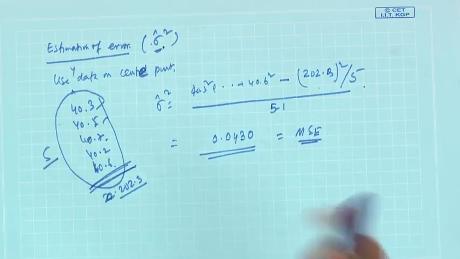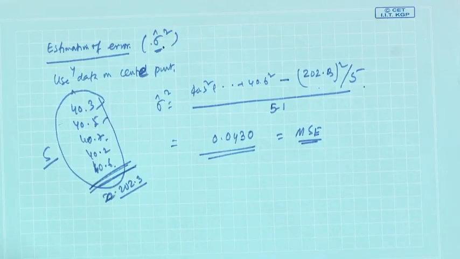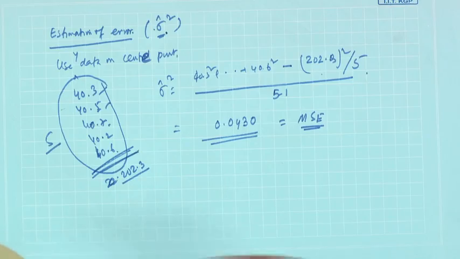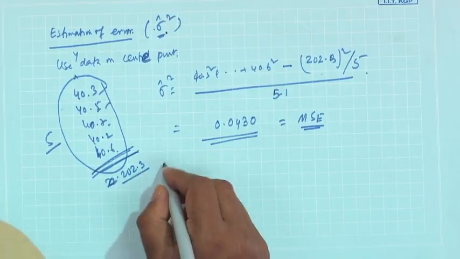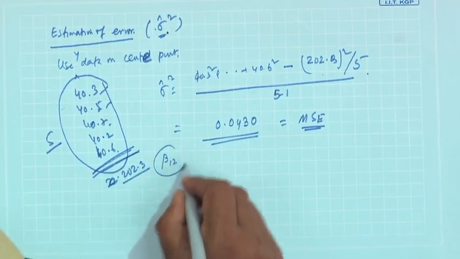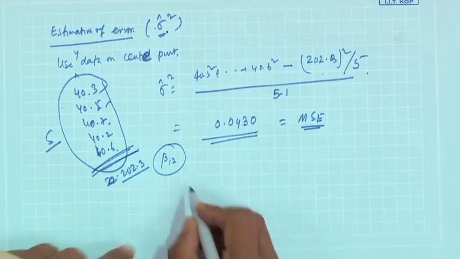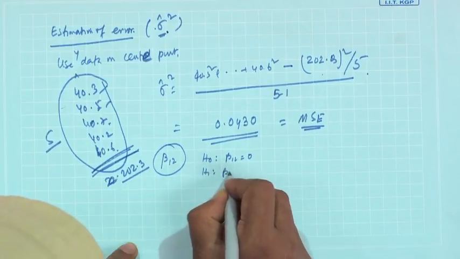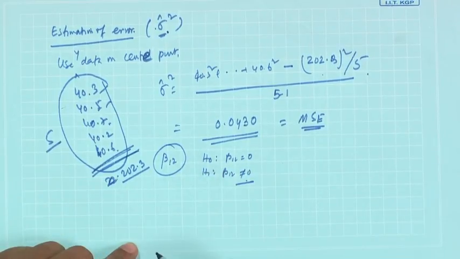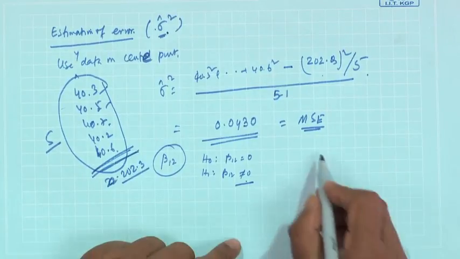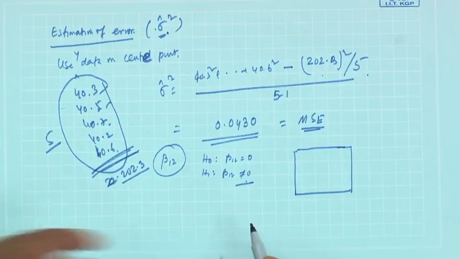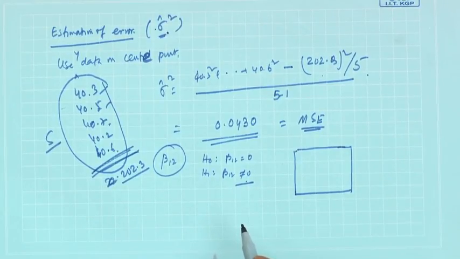Okay. So, when we discussed the central point, that one we have already seen. Now, what do you want to do? You want to find out the second one. The second one is your beta 1 2, whether that effect is there or not. So, the hypothesis is H0: beta 1 2 equal to 0, and the alternative: beta 1 2 not equal to 0. So, how do you find out beta 1 2? You will find out from the factorial points.